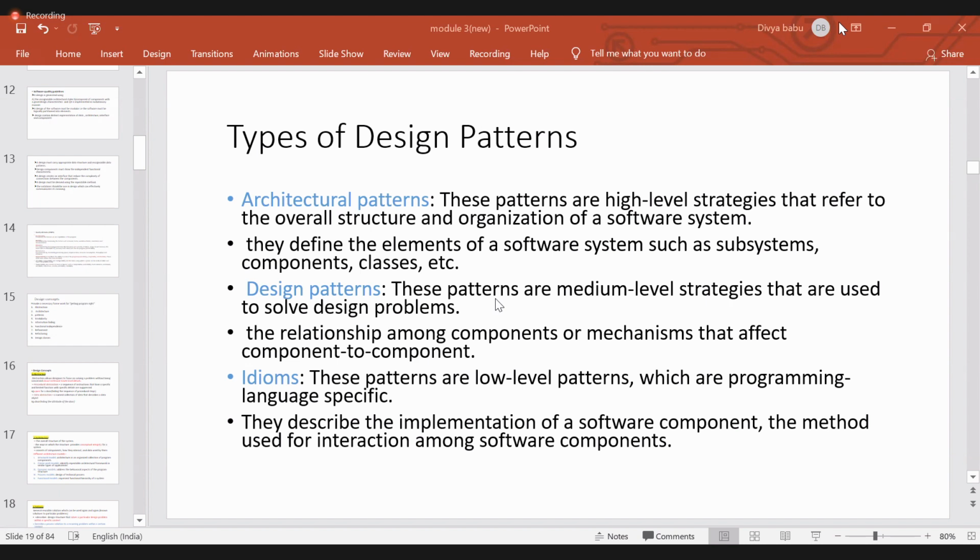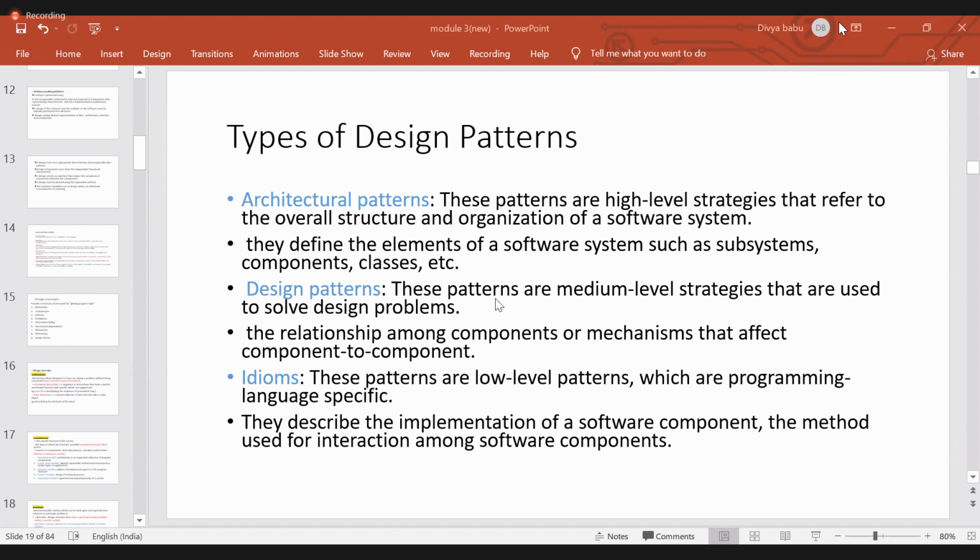It is very specific to the programming language, and it describes the implementation of the software component, the method used for interaction among software. So we are coming to the module. Module level means we are writing functions in that, and how those functions are communicating with each other, and what the relationship between those functions is, like a small program. So first one is system, then system to component, and component to module. This is the way we are creating the patterns. Architectural patterns are the overview, the higher level strategy, and they define the subsystems, components, and their connections.